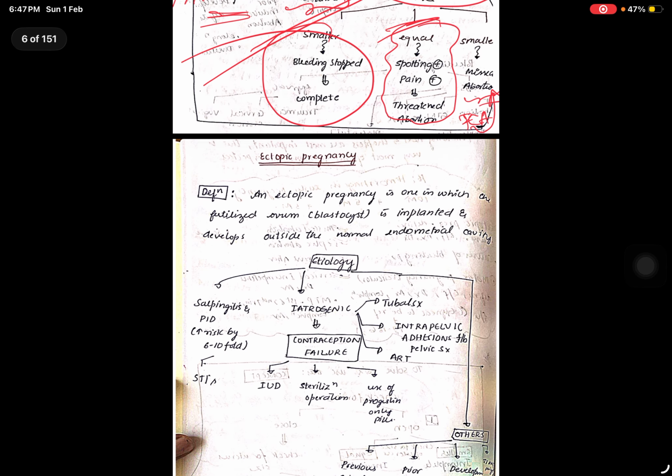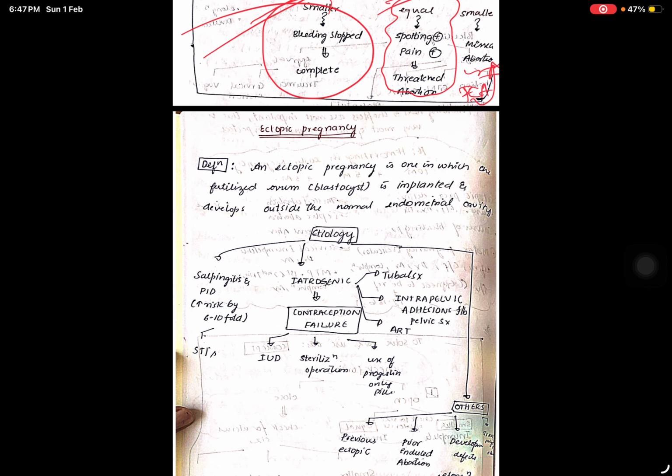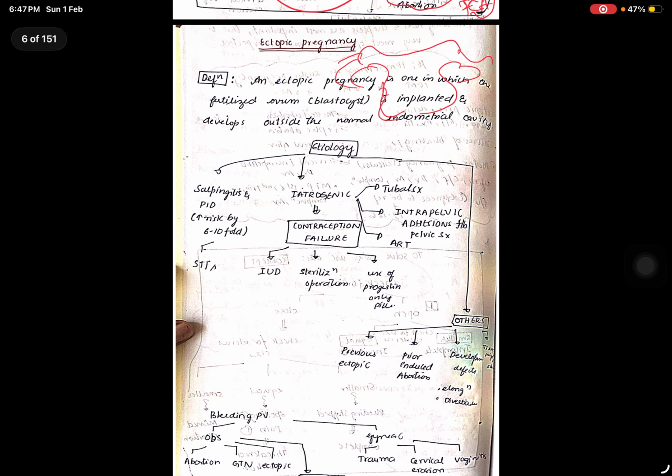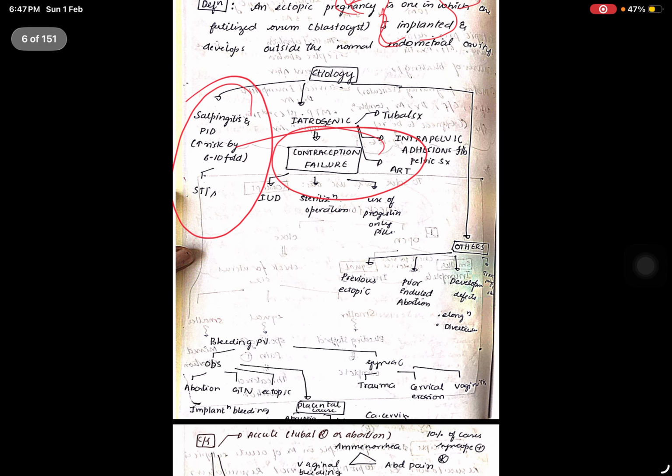Okay, so firstly we'll talk about ectopic pregnancy. We know normal pregnancy occurs in the fallopian tube. If it occurs anywhere outside the fallopian tube, then it's called ectopic pregnancy. So what is the etiology? That means something has happened in your fallopian tube. It might be infection, or something related to contraception failure, or these are the other causes.